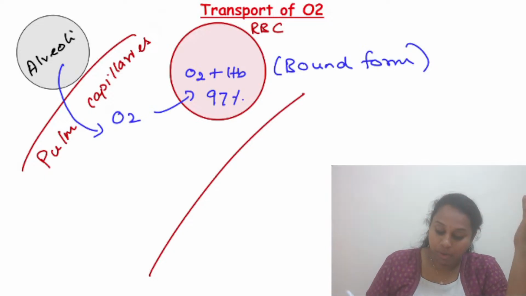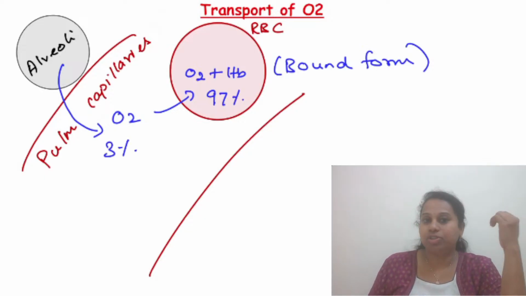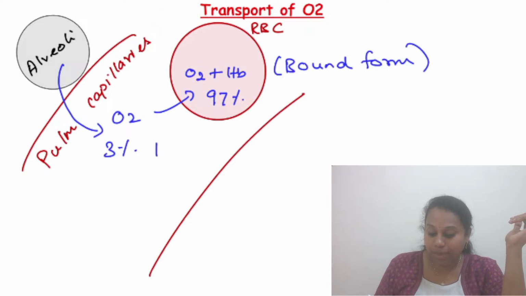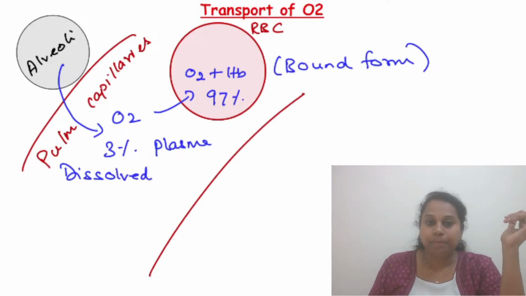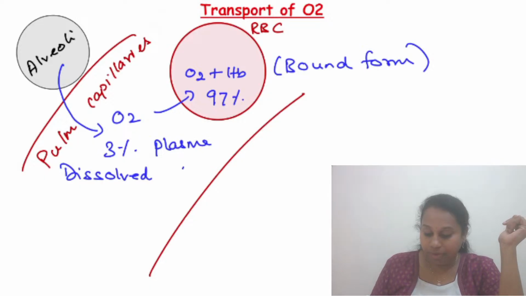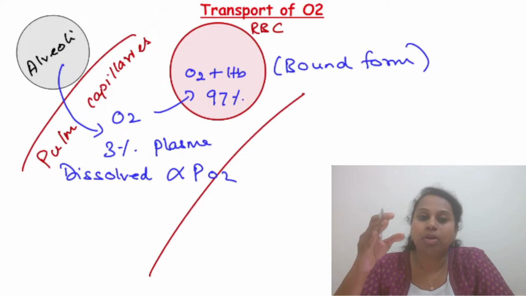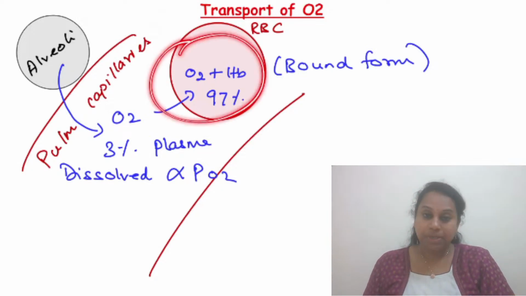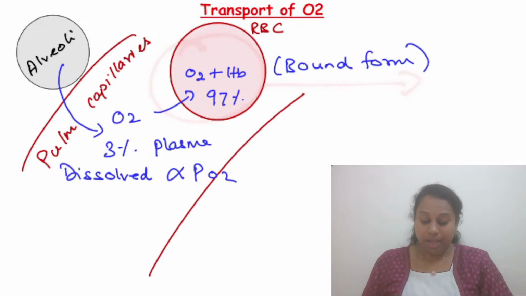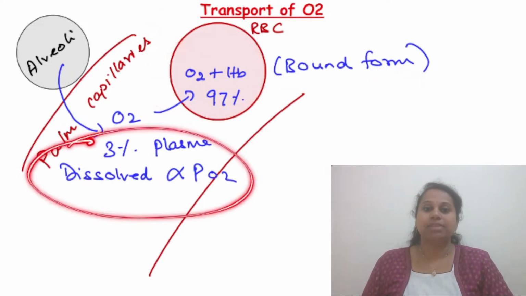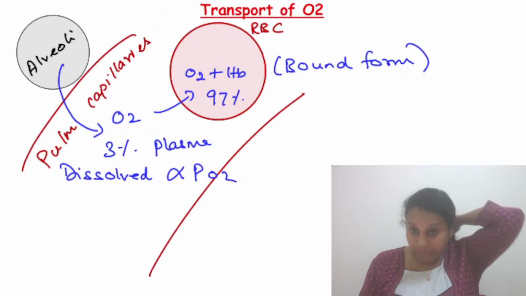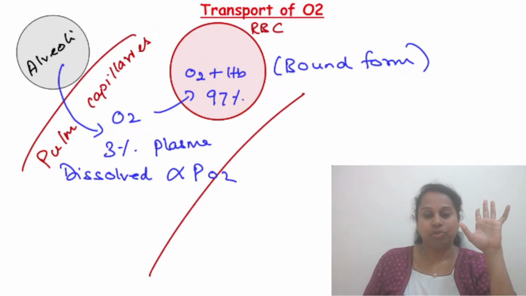What about the fate of the remaining 3% oxygen which did not enter into the RBC? It stays in the plasma itself as a dissolved form. According to Henry's law, dissolved form of any gas is directly proportional to its partial pressure. So what is the role of this 3% dissolved gas in the plasma? This is what contributes to partial pressure. The 97% which is bound to hemoglobin cannot contribute to partial pressure because it is taken to all the tissues. Only this 3% dissolved form contributes to partial pressures. That's called Henry's law. This is the transport of oxygen.